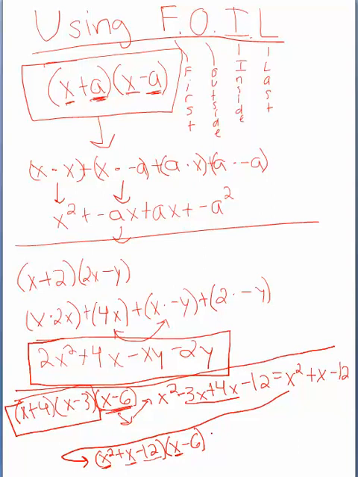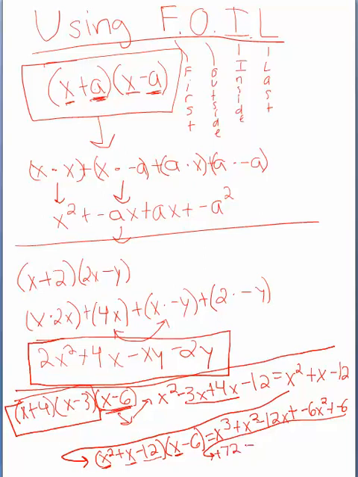So this will be x squared times x will be x cubed. X times x is positive x squared. Negative 12 times x is negative 12x. Plus x squared times negative 6 is negative 6x squared. Plus negative 6 times x is negative 6x. We're running out of room. And negative 12 times negative 6 is positive 72.